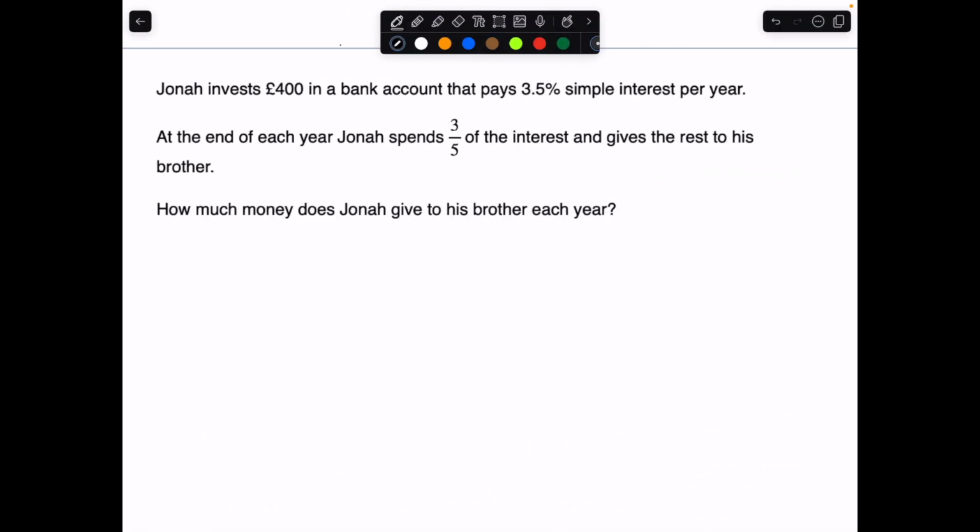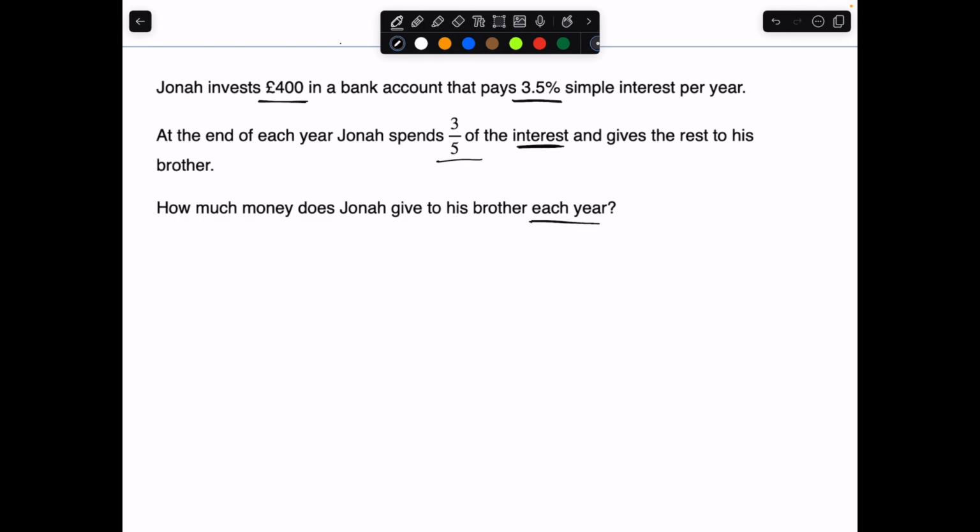The next question says that Jonah invests £400 in a bank account that pays 3.5% simple interest per year. At the end of each year, Jonah spends 3/5 of the interest. Now this is highly important because he's spending 3/5 of the interest that he gains, not the total value of the money, and gives the rest to his brother. How much money does Jonah give to his brother each year?